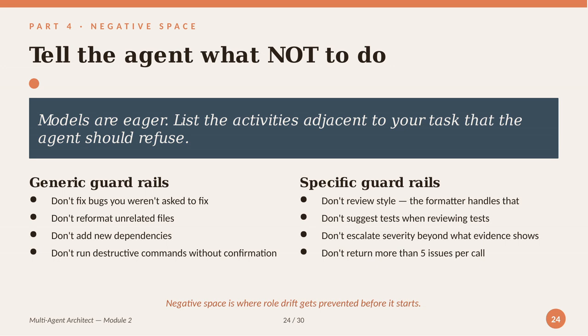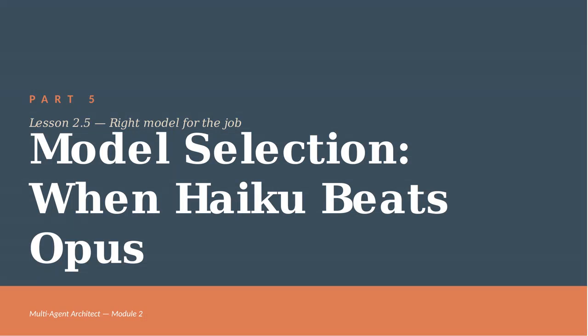Negative space is where the boundaries between agents get drawn. Skip it and your specialists become generalists 6 weeks after you ship. Last section. Part 5. Model selection. When Haiku beats Opus and how to pick deliberately.